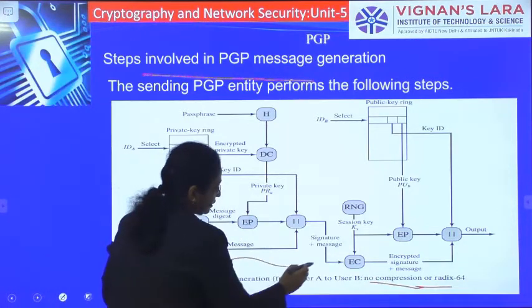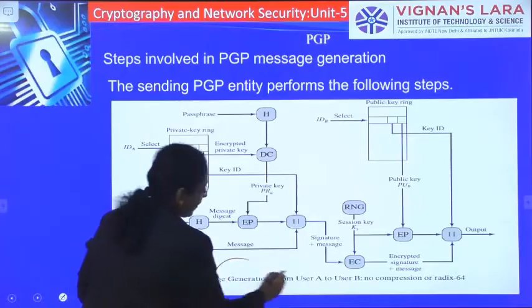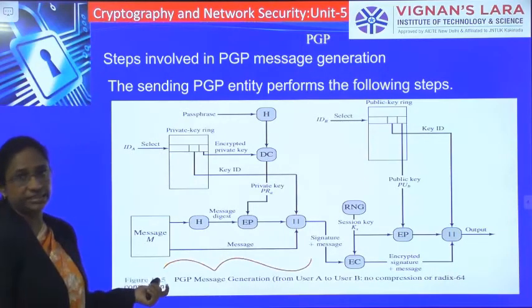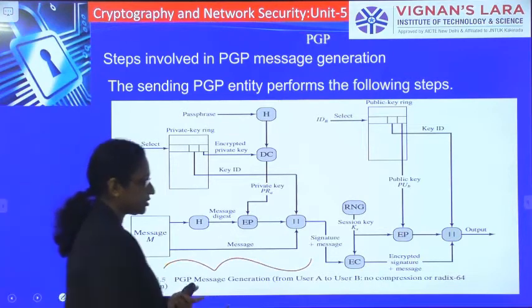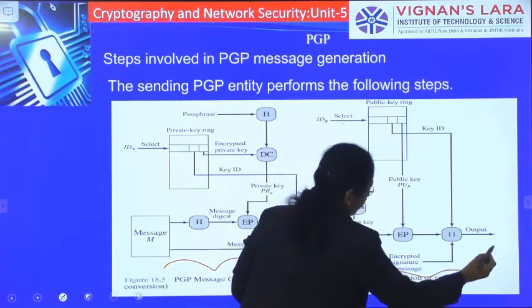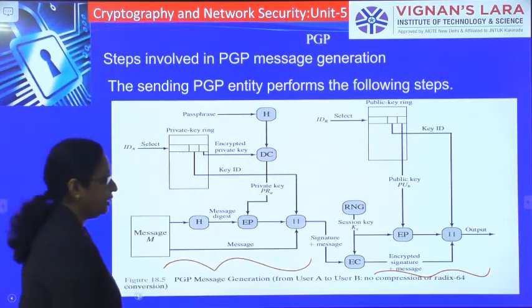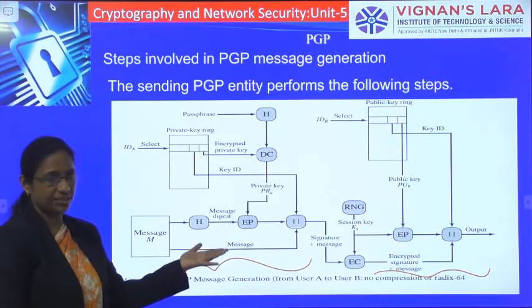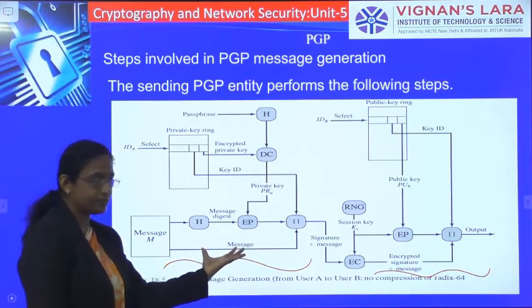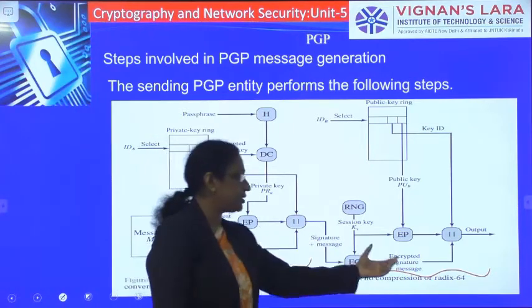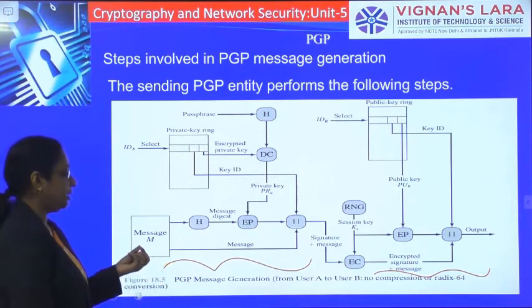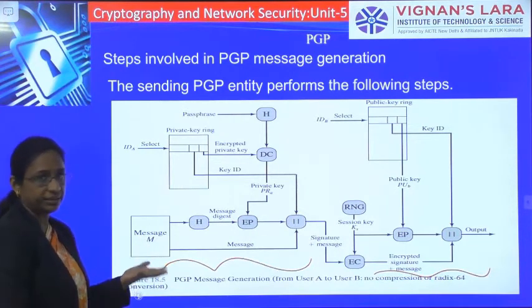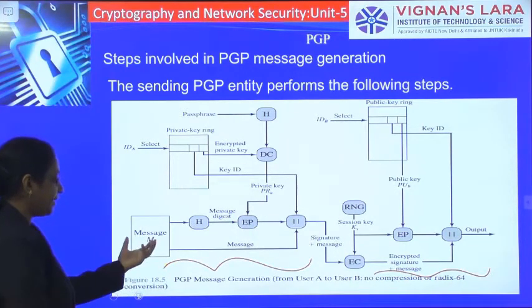This entire scenario is for generating the signature, and this one is for showing the encryption process. That is nothing but the confidentiality. This part is for the authentication, and this part is for the confidentiality. Here we have already gone through your authentication operation with the message M.